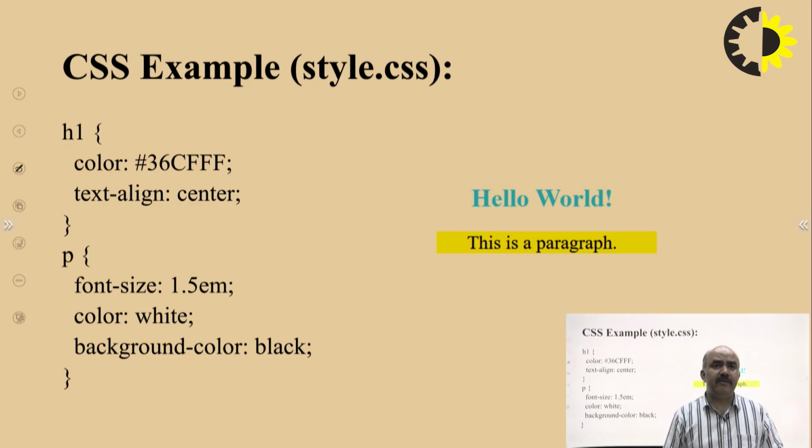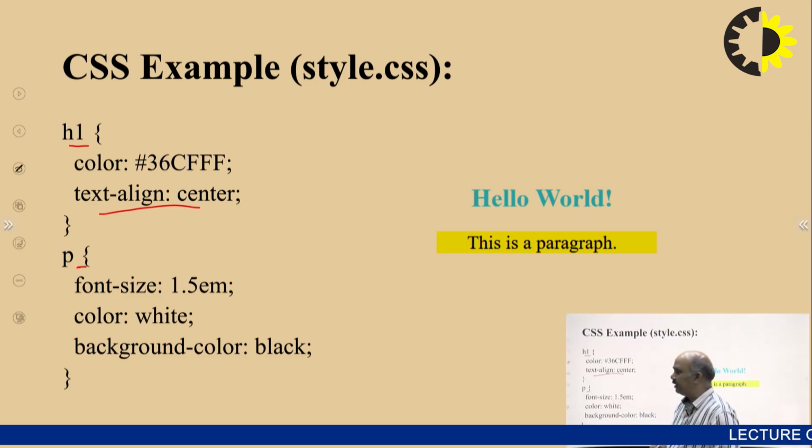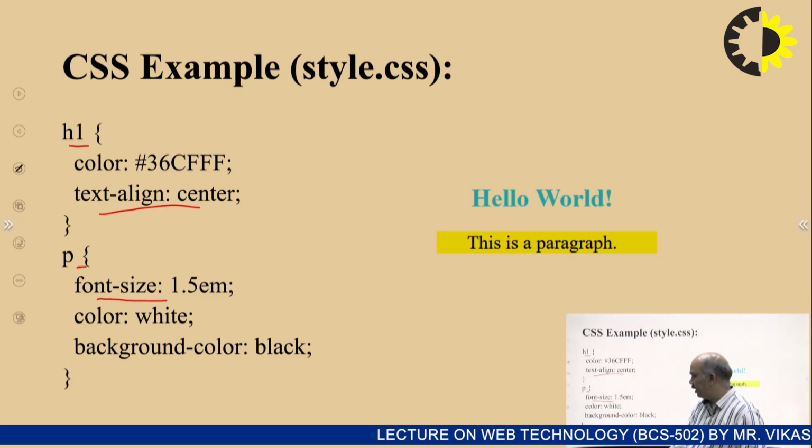As we have used two tags in the body section of the HTML file, that is index.html, as per the rules we have to take the selectors first, then their respective properties. First is h1, where the color is this and the text-align has to be center. Then we have another selector, P for the paragraph. We have defined the font size as 1.5em, the color as white, and the background color as black in this case.